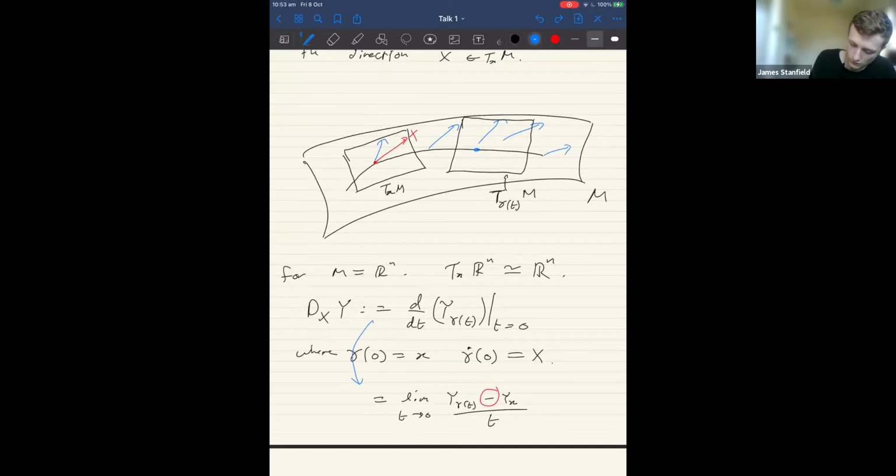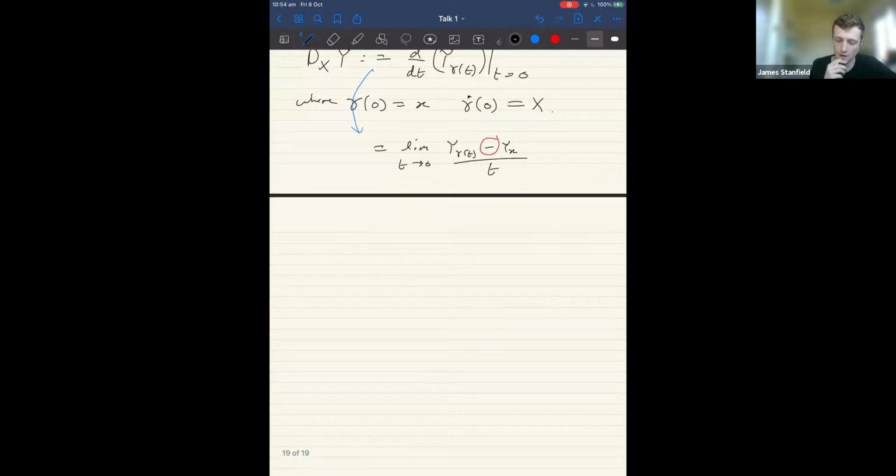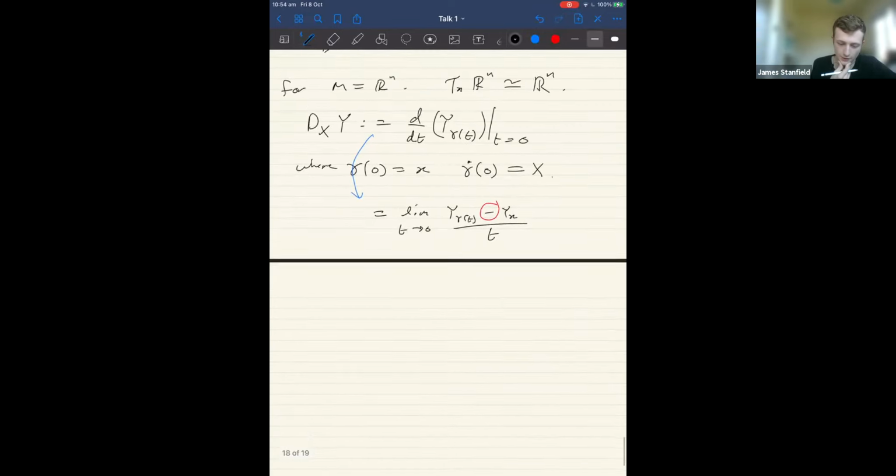But of course, what does it mean for Y of gamma of t to be subtracted from Y of X, right? There's no clear way to do that on a general manifold because we don't have an identification of vector spaces. And so basically what we do is we impose an identification of vector spaces. And that's what leads us to the definition of a connection, which I'm not going to do.